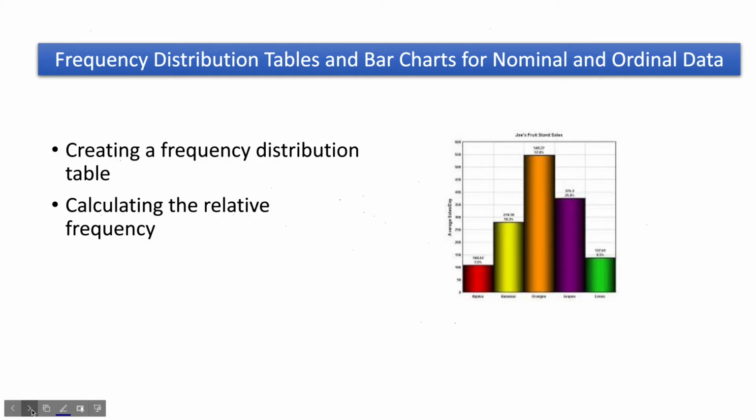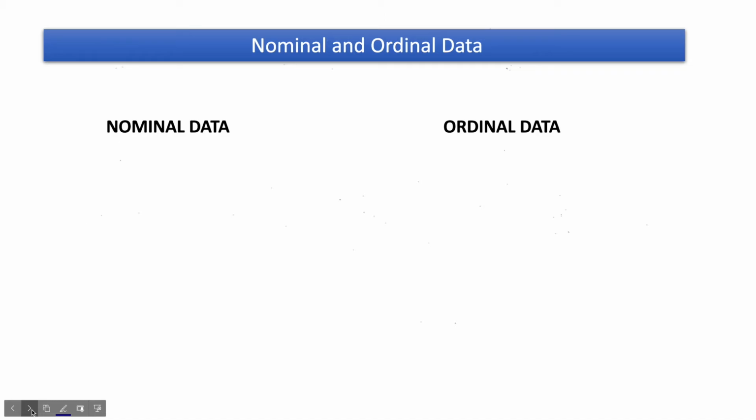Today, we will discuss frequency tables and bar charts for nominal and ordinal data. This includes creating a frequency distribution table, calculating the relative frequency, and drawing a bar chart. In my previous video, we discussed in detail the different types of data, so please check it out. I put a link in the description below, and here's a quick review of nominal and ordinal data.